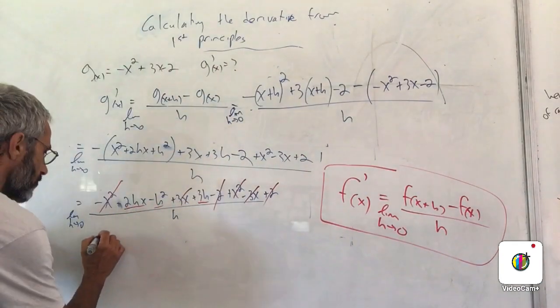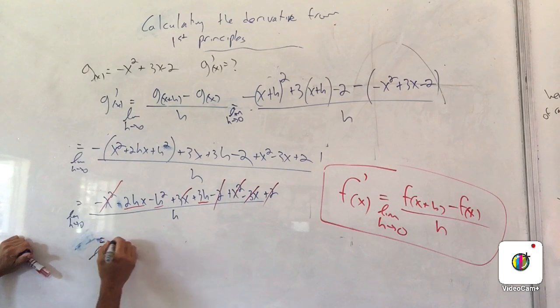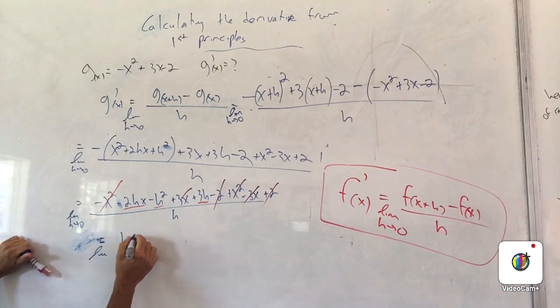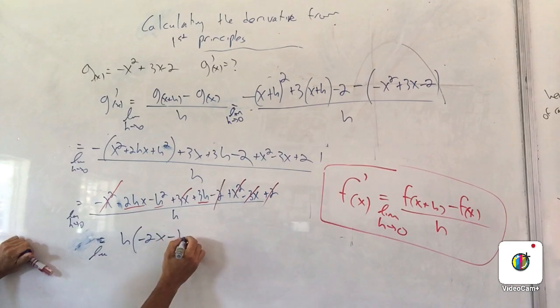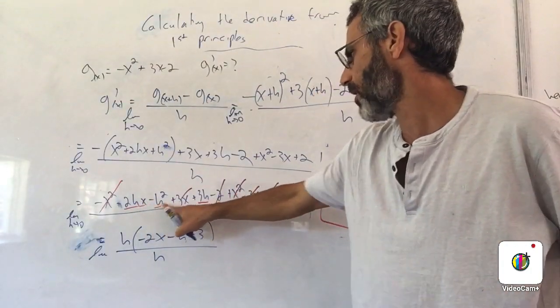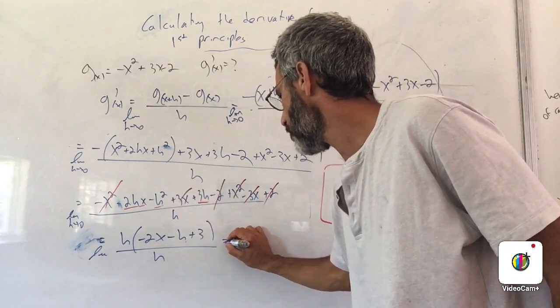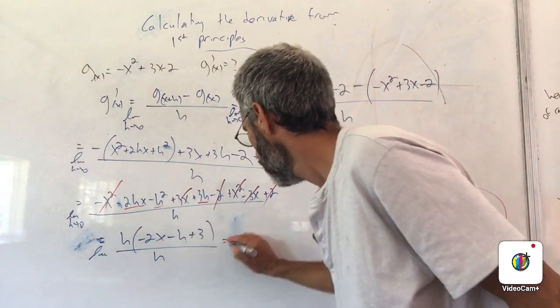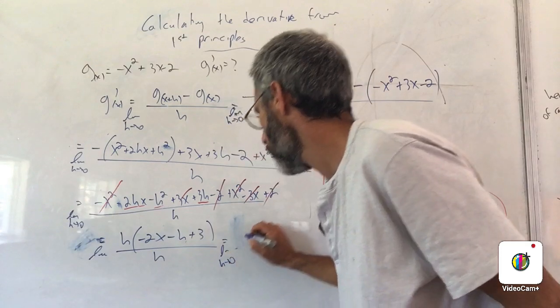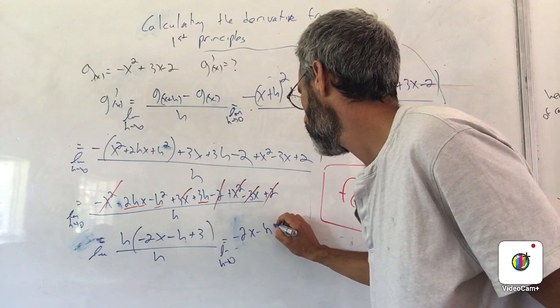So I'm going to rewrite it again and take the factor out. I'll take an h out and I'm going to write minus 2x minus h plus 3, divided by h. You happy with that? As I wrote them, I took an h out. Okay, cross cancel the h. I'm getting the limit as h approaches 0 of minus 2x minus h plus 3.